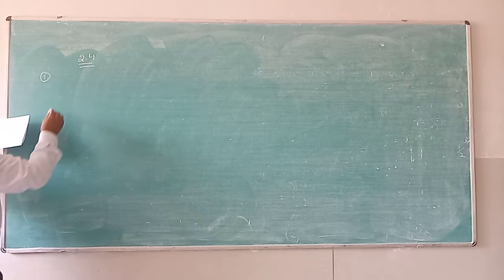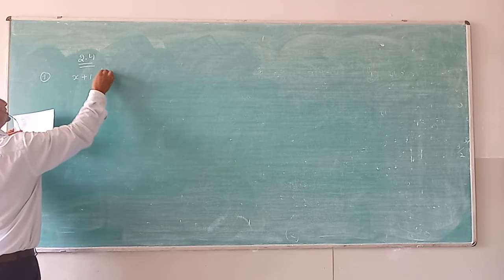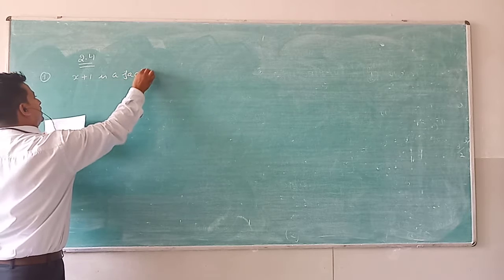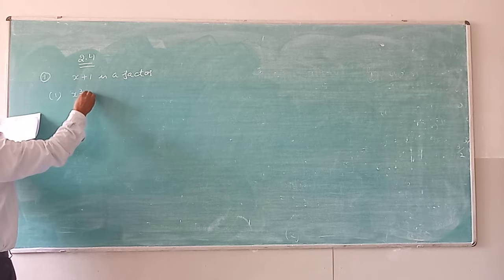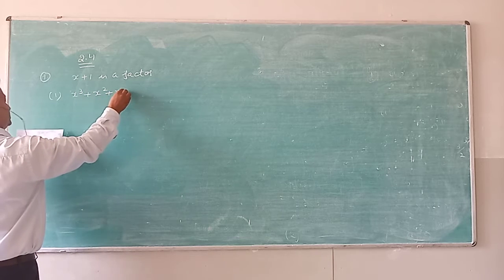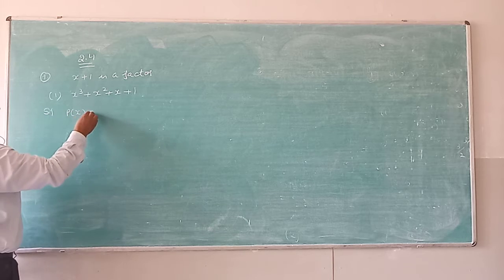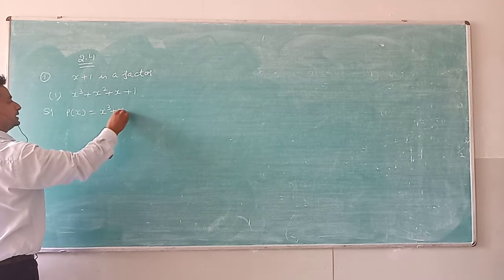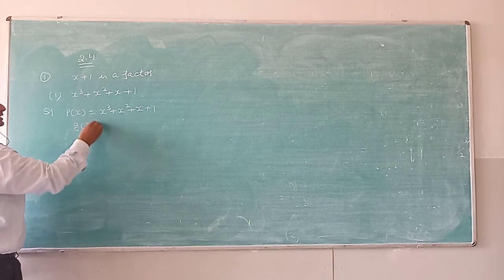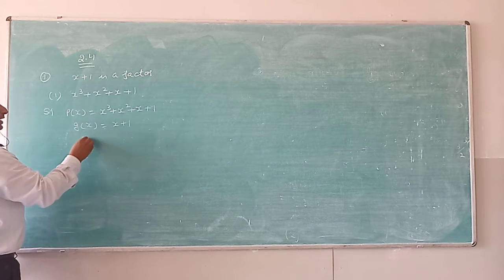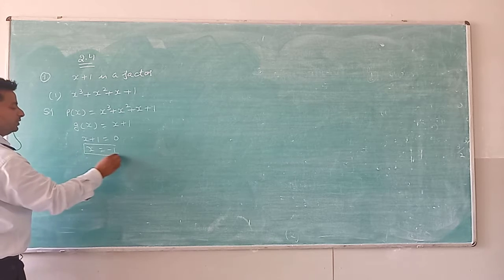In question 1, determine which of the following polynomials has x plus 1 as a factor. In the first question, the polynomial is x cube plus x square plus x plus 1. We write this polynomial as p(x), that is x cube plus x square plus x plus 1, and take g(x) as x plus 1. When we put g(x) equal to 0, we get x is equal to minus 1.